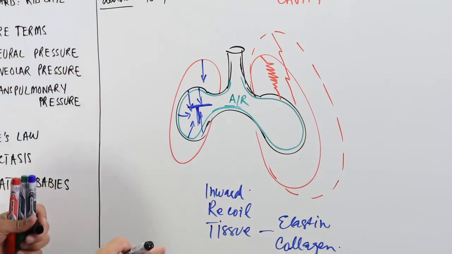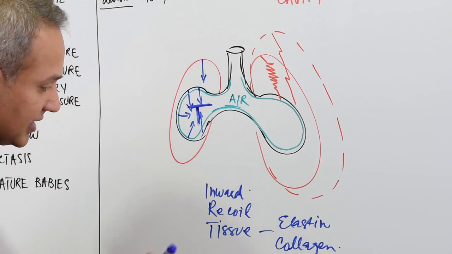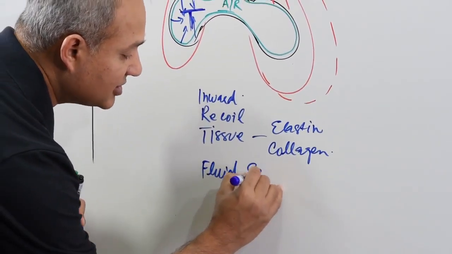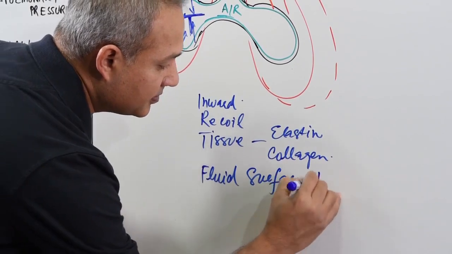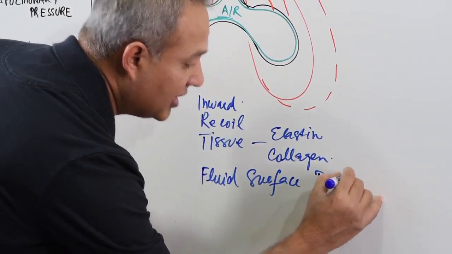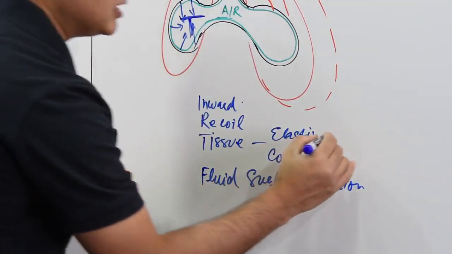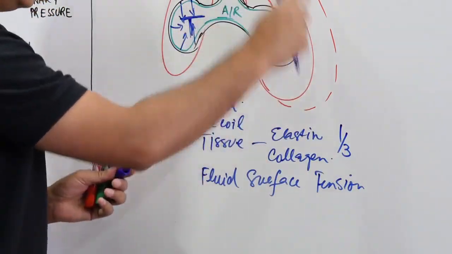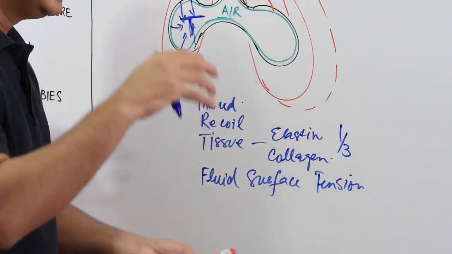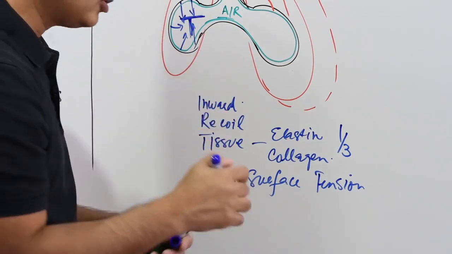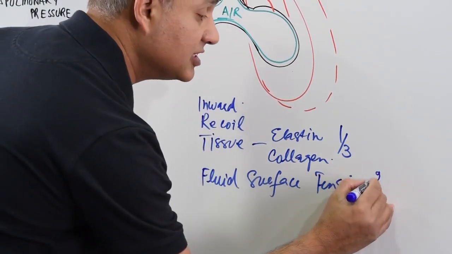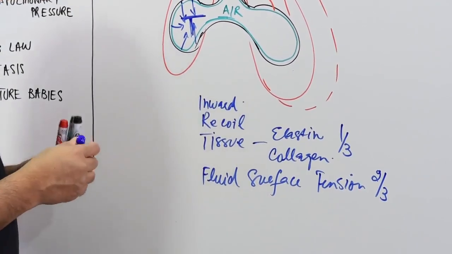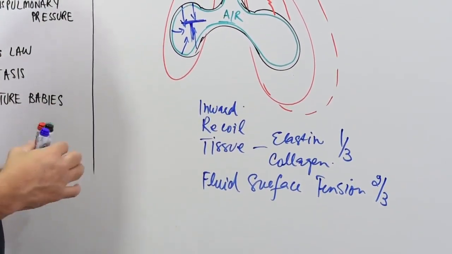Also, keep this in mind that the tissue is one, and then the fluid surface tension is the two. The lung tissue recoil is about 1/3 of the total recoil. So lung tissue, that is collagen and elastin, is 1/3 of the total recoil, and the fluid surface tension is about 2/3 of the total recoil. That's an important thing to note.